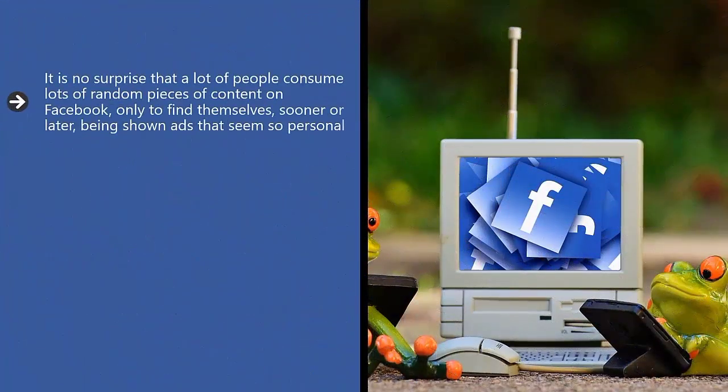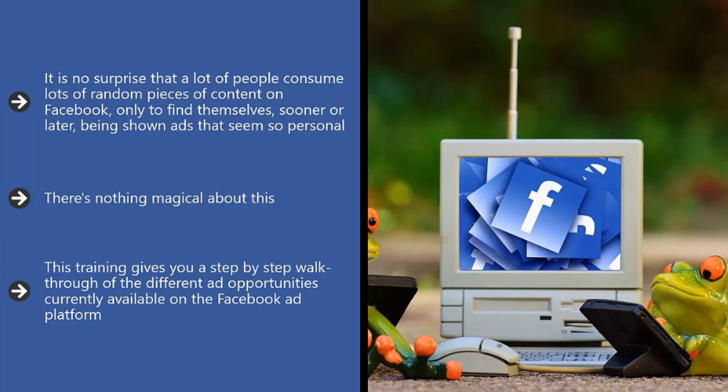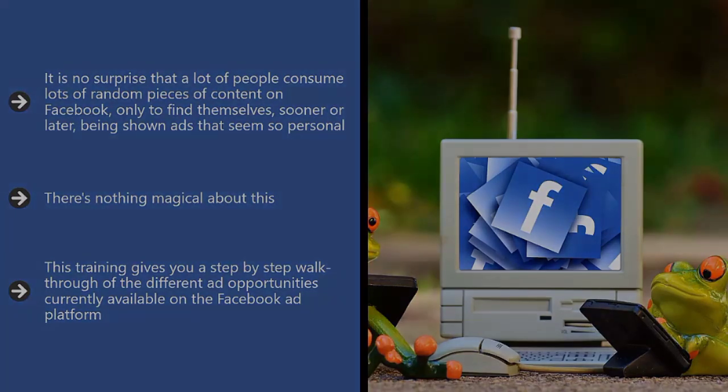It is no surprise that a lot of people consume lots of random pieces of content on Facebook, only to find themselves, sooner or later, being shown ads that seem so personal. It's as if they're thinking about certain things, and an ad would show up that matches those concerns, fears, or needs. There's nothing magical about this. This is a testament to just how robust Facebook's technology is. This training gives you a step-by-step walkthrough of the different ad opportunities currently available on the Facebook ad platform.